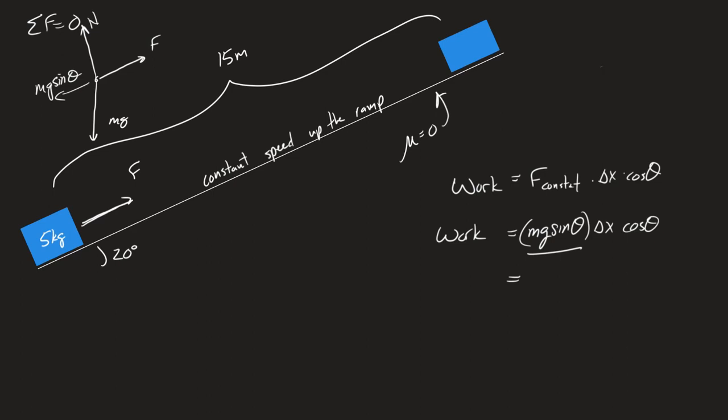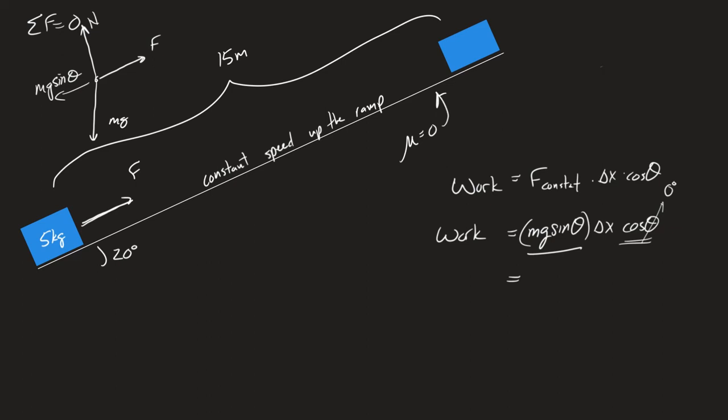This delta x, that's how far the box traveled along the ramp, a value given to us, right? 15 meters. Cosine theta is how much of the force is in the direction of motion. It's the angle between the force and the displacement. That's 0 degrees. You put in 20 because you saw two thetas and figured they had to be the same thing.